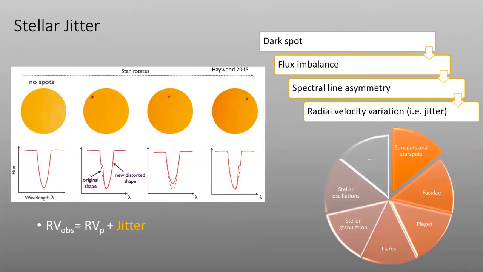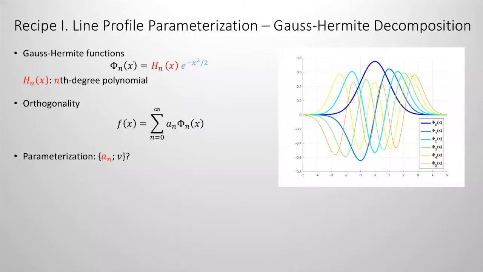How do we do that? We come up with a robust technique, the Gaussian decomposition. It's basically a basis of orthogonal functions, composed of the Hermite polynomial and a Gaussian term. So any function can be written as a linear combination of the Gauss-Hermite functions.